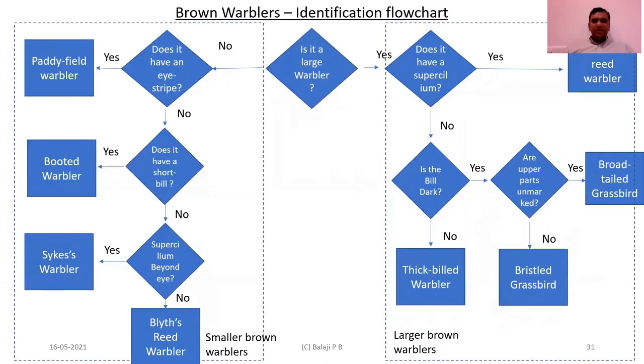So again, I shared this flowchart earlier in the presentation. Simply, the first question we need to ask is whether it's a large warbler or a small warbler. If it is a large warbler, does it have a supercilium? Is the bill dark? Are the upper parts unmarked? By asking these 3 questions, we can zero in on the identification of the species. And if it's a small warbler, does it have an eye stripe? Does it have a short bill? Does the supercilium extend beyond the eye? By asking these 3 questions, we can zero in on which smaller brown warbler species it is.